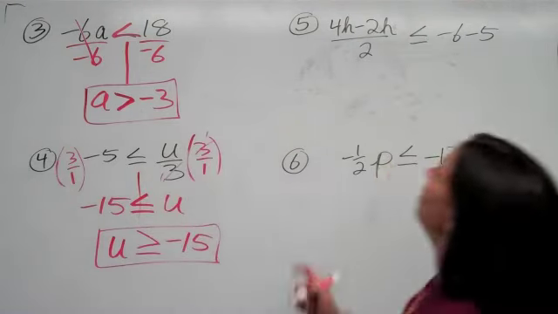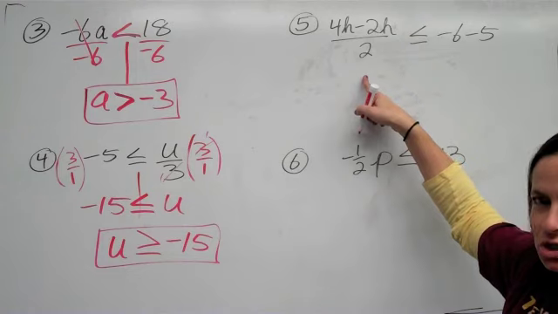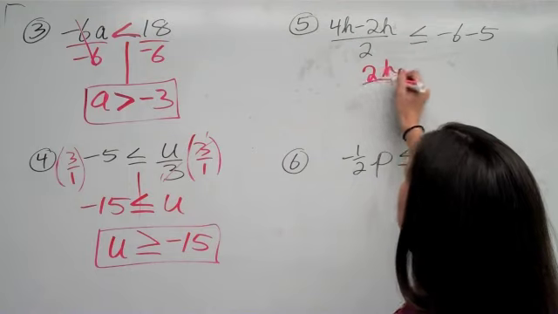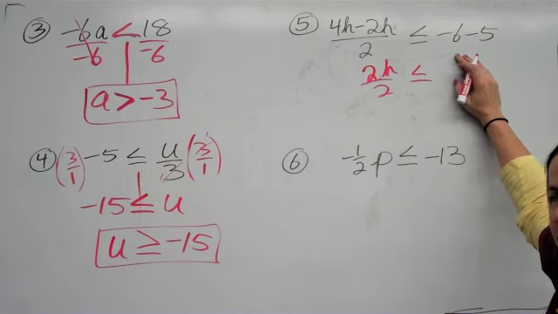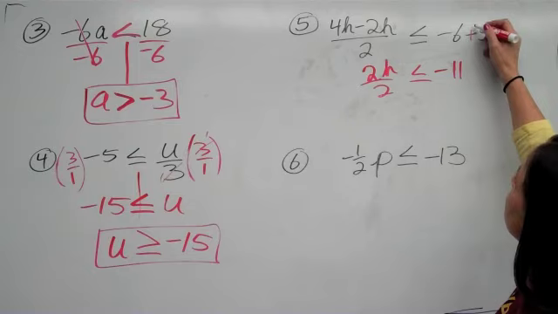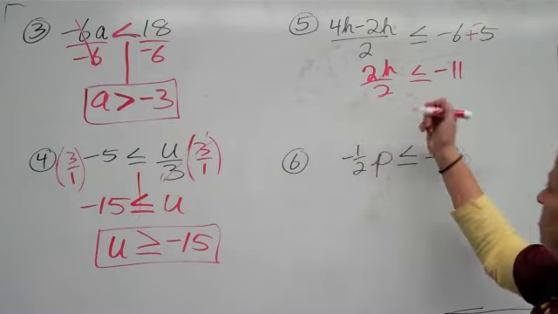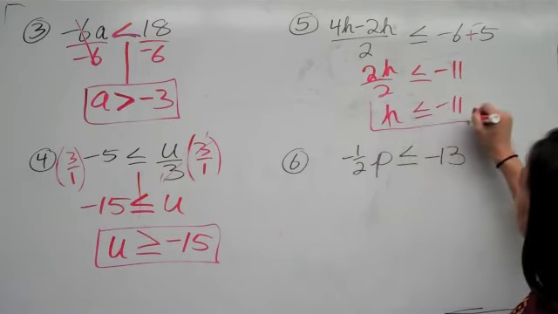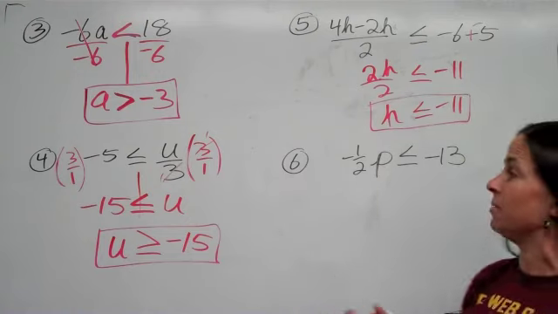Number 5. 4h minus 2h over 2. Well, can we simplify that? 4h minus 2h. If I have 4 hats and I subtract 2 hats, I'm left with 2 hats. So 2 hats over 2 is less than or equal to, well, what's negative 6 minus 5? If I have negative 6 and I take away 5 more, I'm going to be at negative 11. Remember, you can always think of it as plus a negative. Actually, this just simplifies down to h, and it's less than or equal to negative 11. So I didn't even have to do anything to both sides of the equation. I just need to simplify the problem.